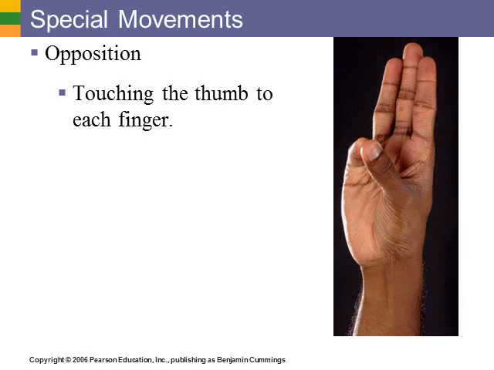Now, a special type of movement that you see only in your hand is opposition. This is unique to humans and other great apes. This is the ability to touch our thumb to all of our fingers. Having an opposable thumb enables us to do things like grip screwdrivers, doorknobs, things like that. A good handshake, any kind of a good grasp.